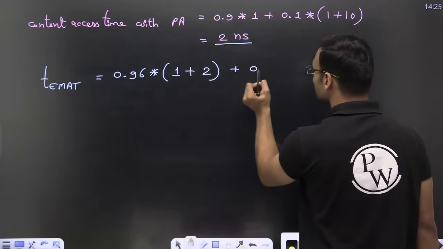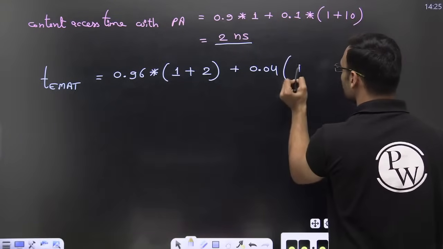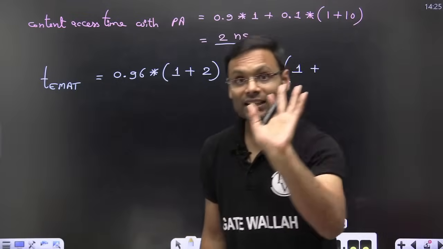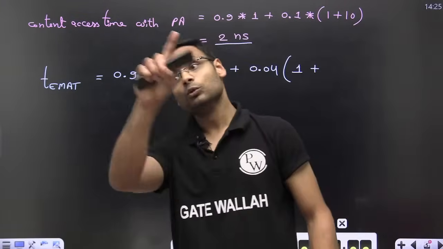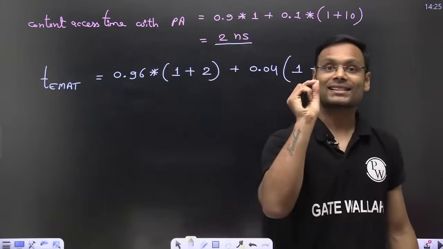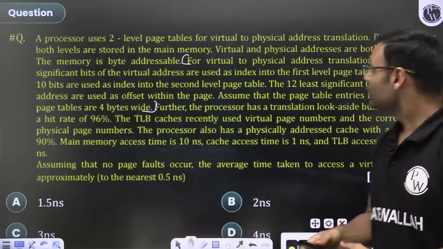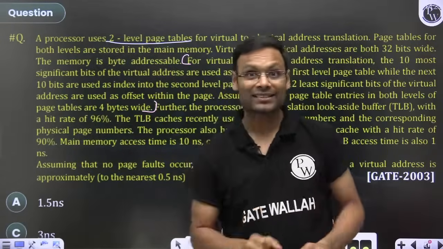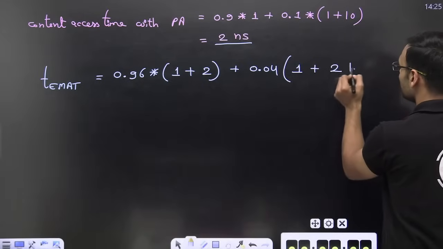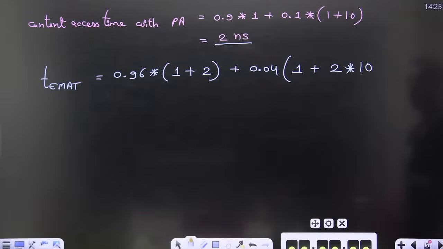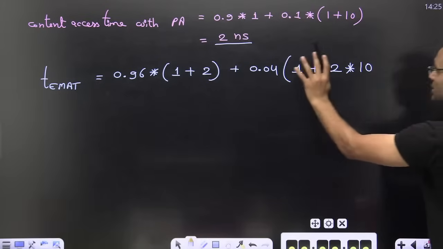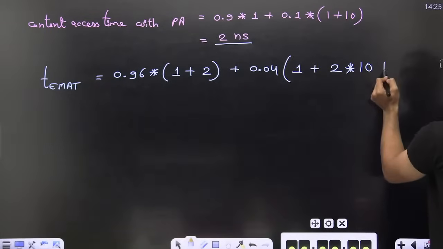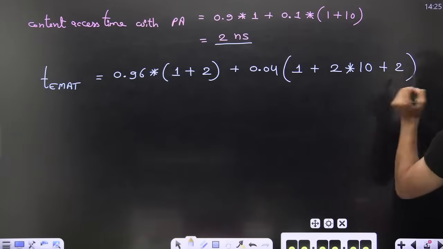Plus, when there is a miss in TLB, what happens? First of all, you have accessed TLB, 1 nanosecond. Now, in the TLB, it's a miss. So you will have to go to the page table for accessing the physical address. To get the physical address in a 2 level page table, I'll need 2 times the memory access time. So let's calculate page table access time, 2 times the main memory access time. This much will give you the physical address. Now with the physical address, content access time is 2 nanosecond.